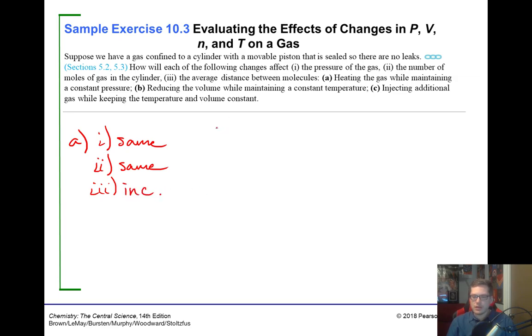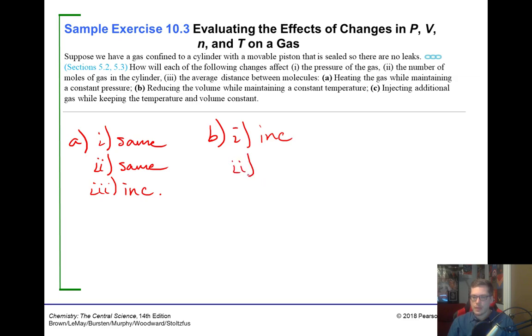Okay. All right, let's try part B here. B says reducing the volume while maintaining a constant temperature. Notice that again, we're going to keep the number of moles constant. So if we're reducing the volume, then what will happen to the pressure? Well, the pressure and volume are inversely proportional to one another when temperature and number of moles are the same. So if the volume goes down, that means the pressure had to have gone up. All right, so that's just Boyle's law.